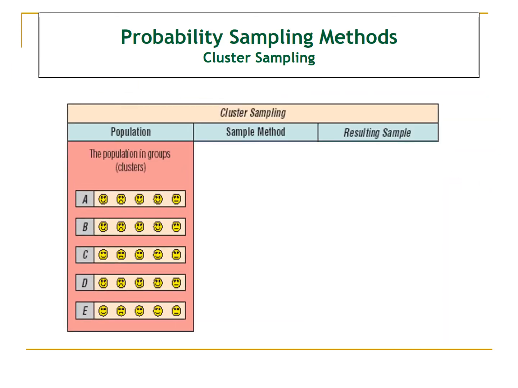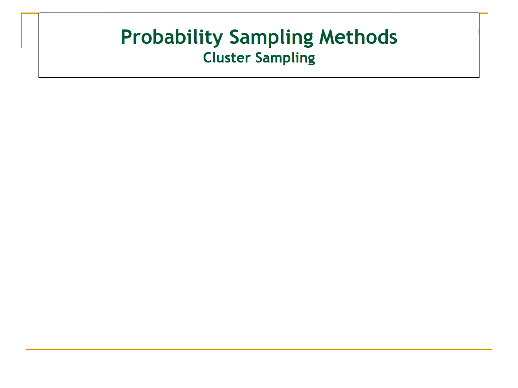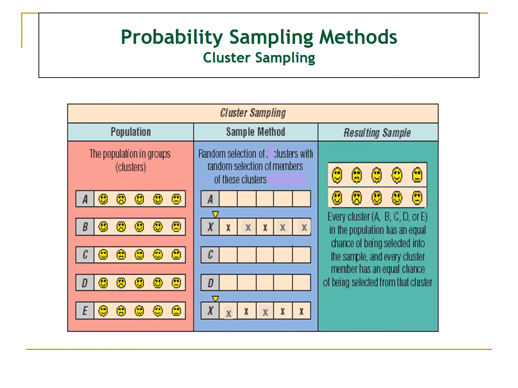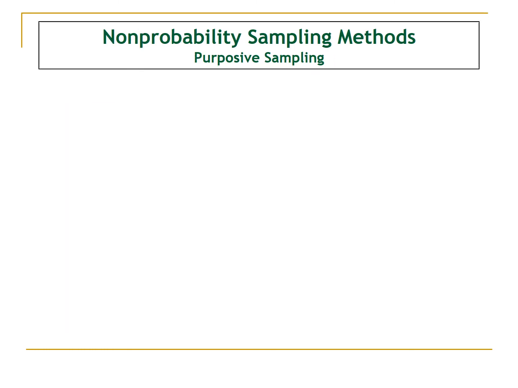Say for example, your population is divided into 5 clusters, and you have selected cluster B and cluster E as your cluster samples. You will now have your resulting sample. Take note that every cluster in the population has an equal chance of being selected into the sample, and every cluster member has an equal chance of being selected from that cluster. We will now discuss non-probability sampling methods.